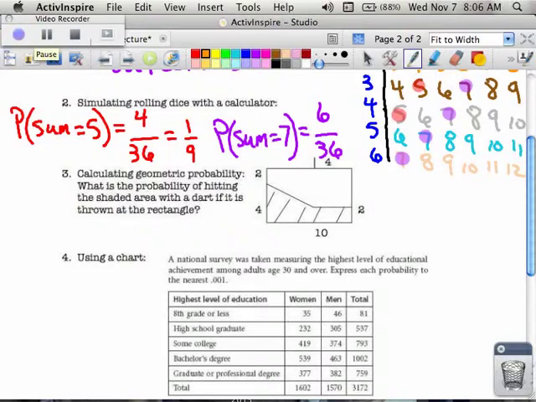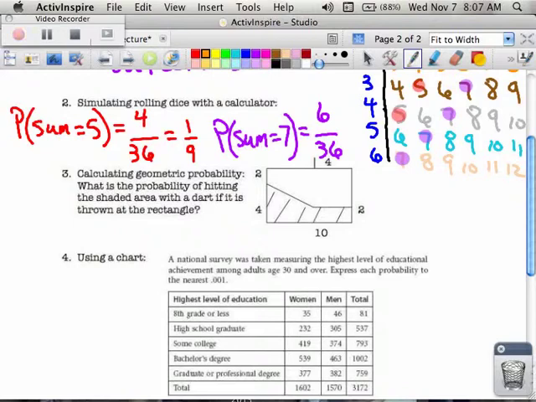Sometimes they calculate probability with area, strangely enough. And when you calculate probability with area, your successes are usually the shaded portion of the total area, and then the total area is all the possibilities. So in this particular problem, number 3, it says, calculate the geometric probability. What's the likelihood of hitting the shaded area with a dart if you throw it at the rectangle?